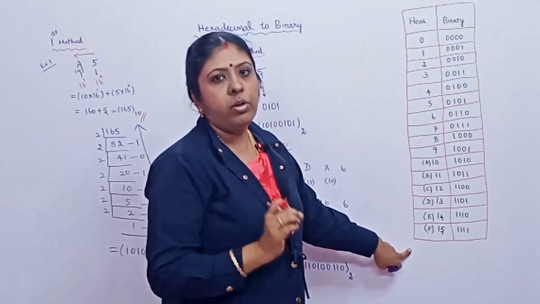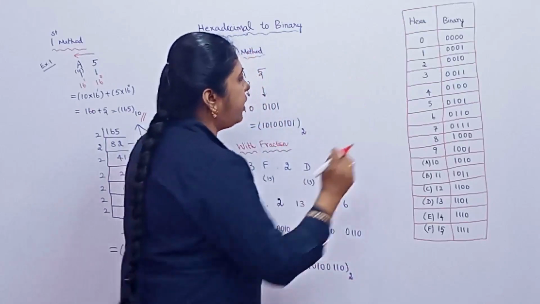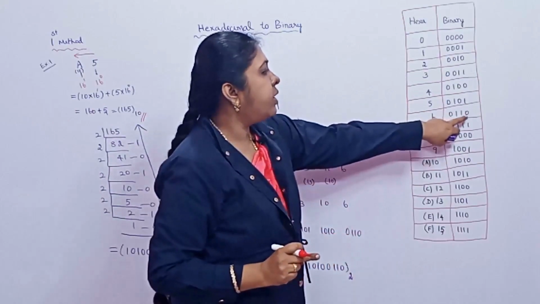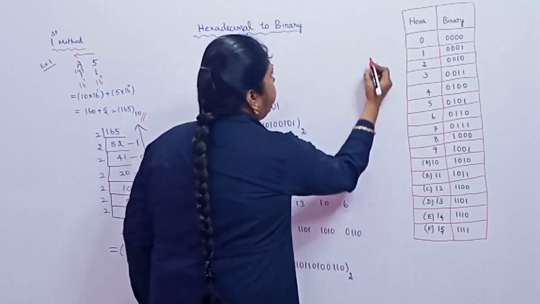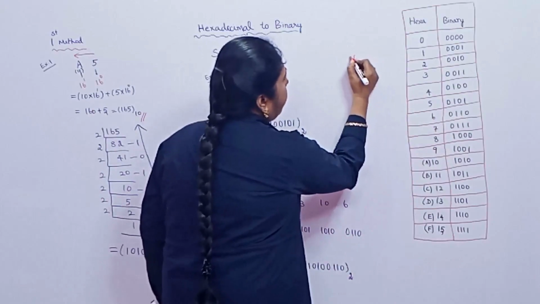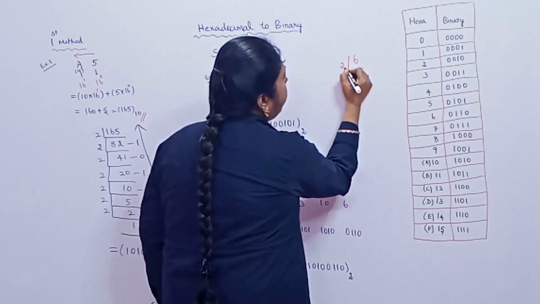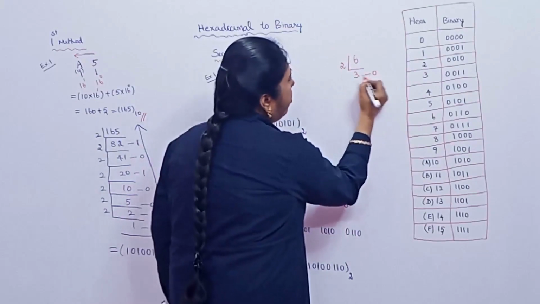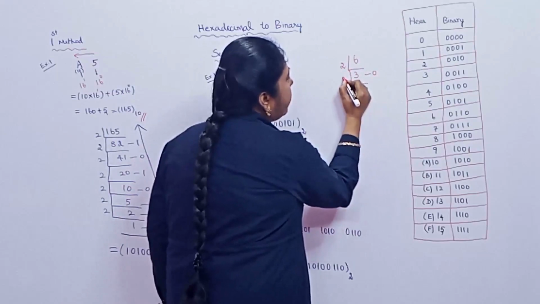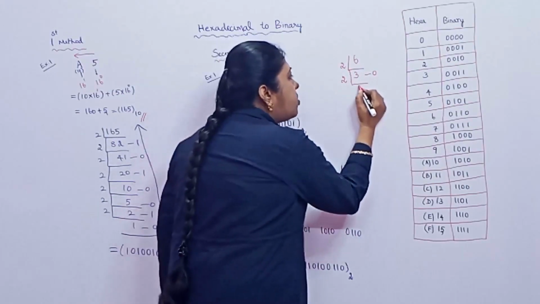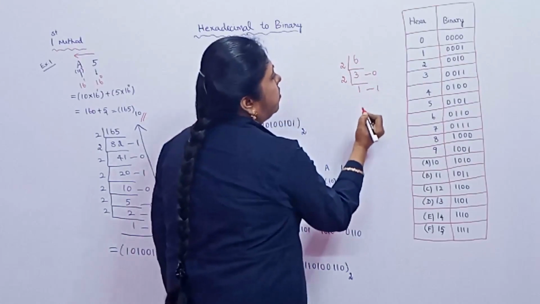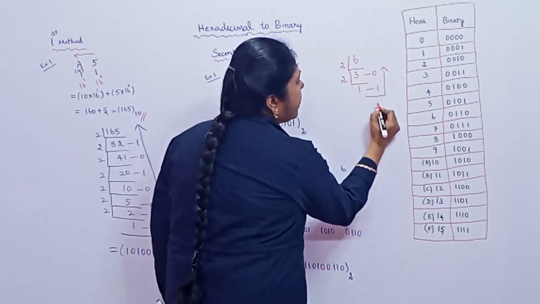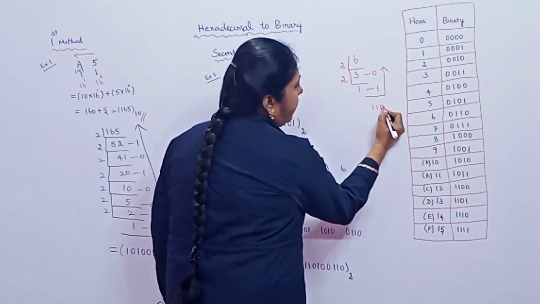Suppose you can't remember the table, a short trick: consider an example, 6. How can it be converted to 4 binary digits? 6 when divided by 2, 2 3s are 6, remainder 0. Again 3 when divided by 2, 1 2s are 2, remainder 1. So when writing, we arrive at the value 1 1 0.